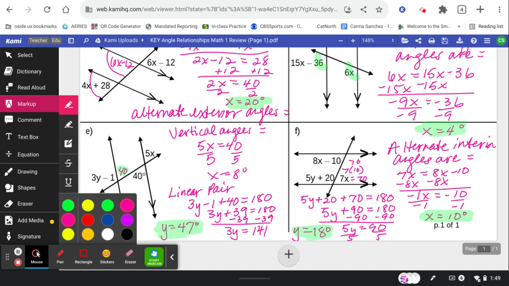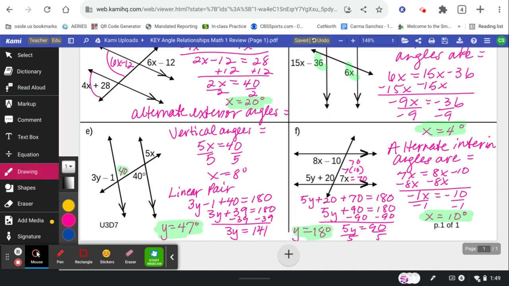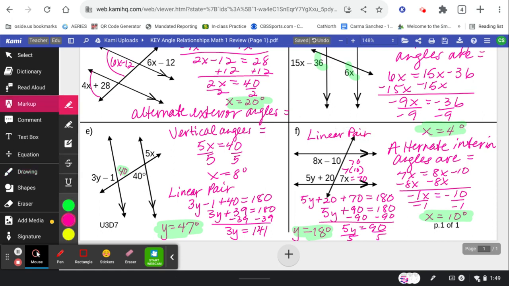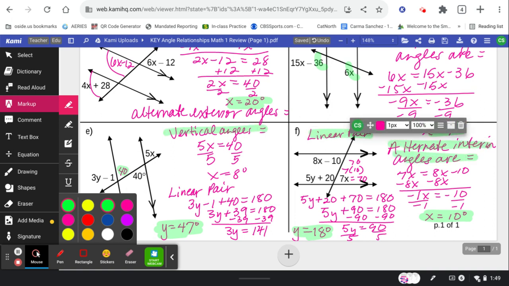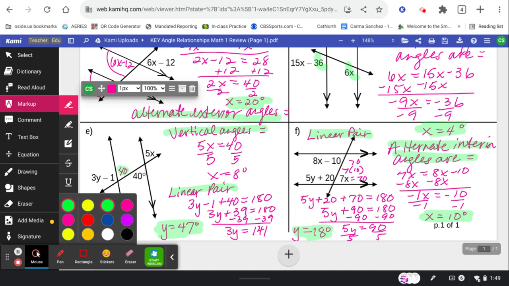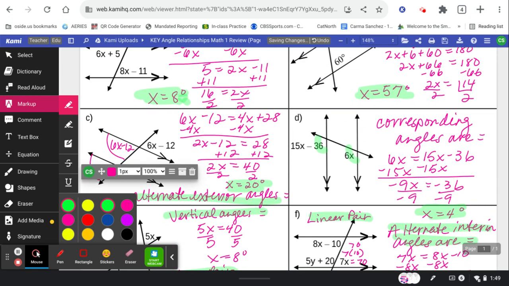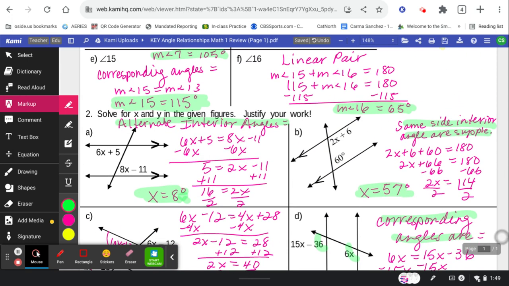What's our reason for that one? That one would be linear pair, because we added those up to 180. So again, remember that we did the reasons and the work. Okay?